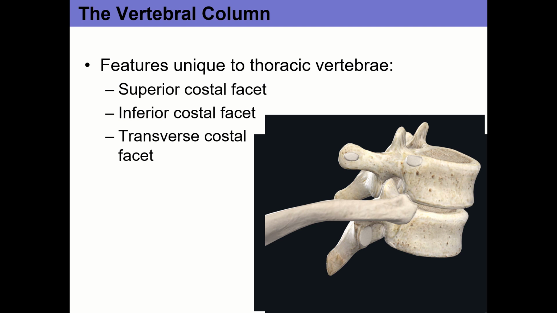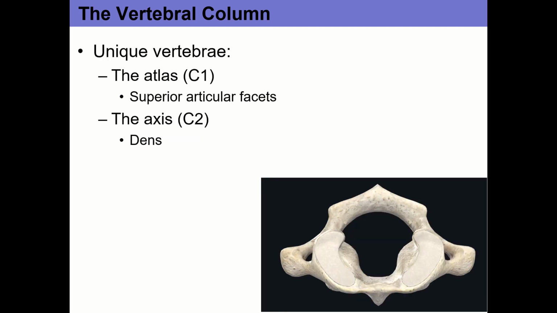All right, so speaking of unique, there are a couple of unique vertebrae that are quite unlike the others, and those are the most superior two vertebrae in the cervical section. So the most superior of all vertebrae is C1. Its other name is the atlas. So the name comes from Greek mythology.